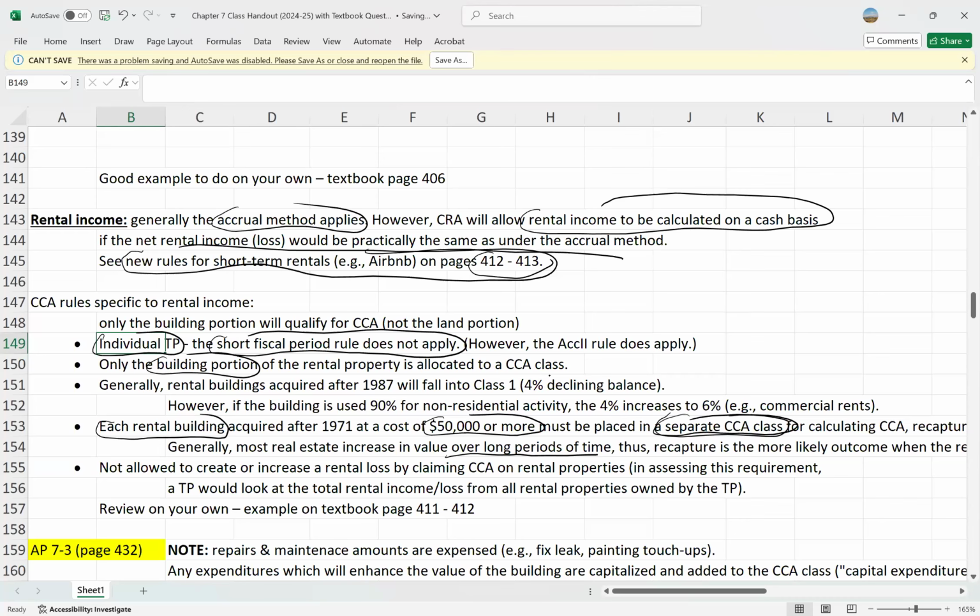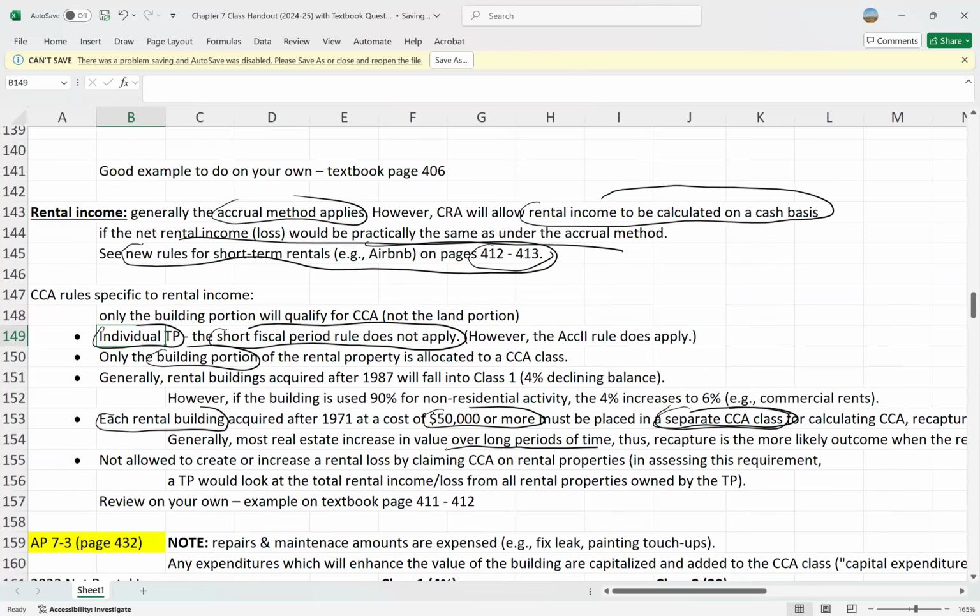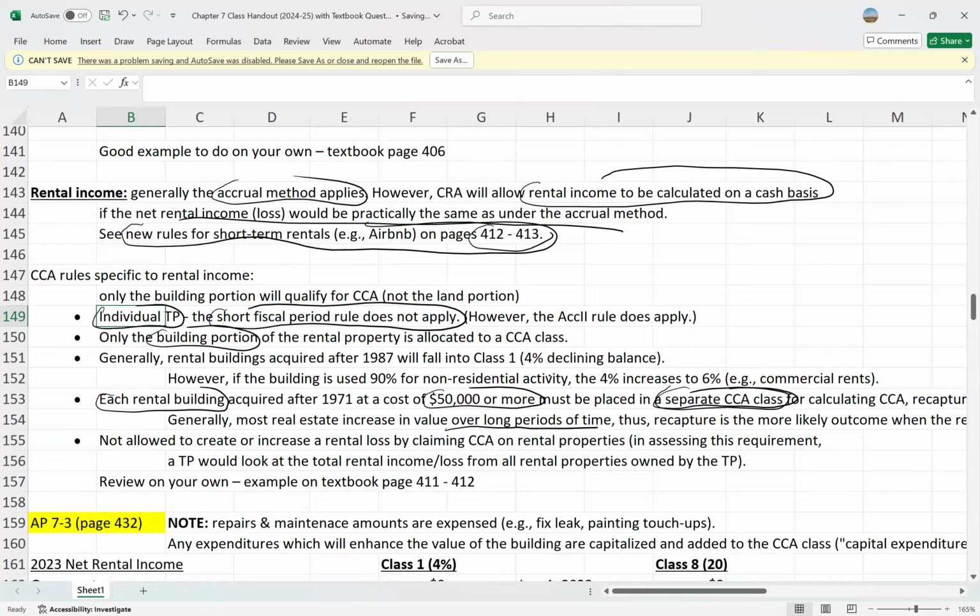And so we'll go through an example that will look at calculating the CCA for rental buildings. Another rule with respect to CCA is that you can't create or increase a rental loss by claiming CCA. And we'll look at that in our example as well.